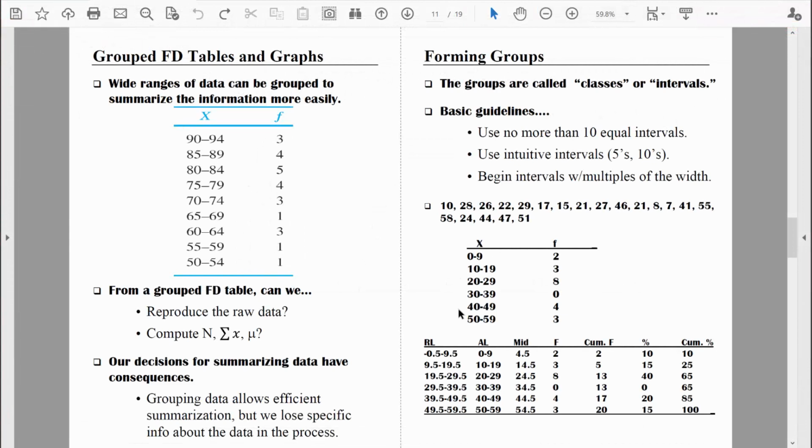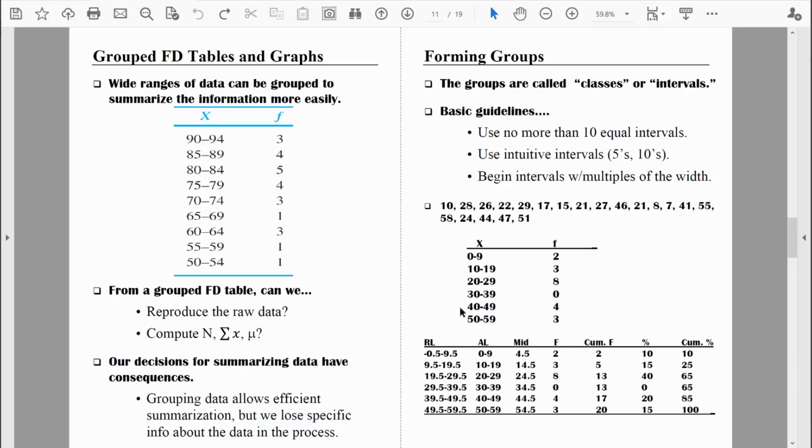Let's take a look at this prettier version for a second, and let's make sure our grouped table abides by the guidelines we just discussed. So the first guideline says use no more than 10 equal intervals. We do see that all of the intervals are equal. They all have a width of 10, and we have 2, 4, 6 of those intervals overall. So we have fewer than 10. That's good. We're supposed to use intuitive intervals. We used an interval of 10.